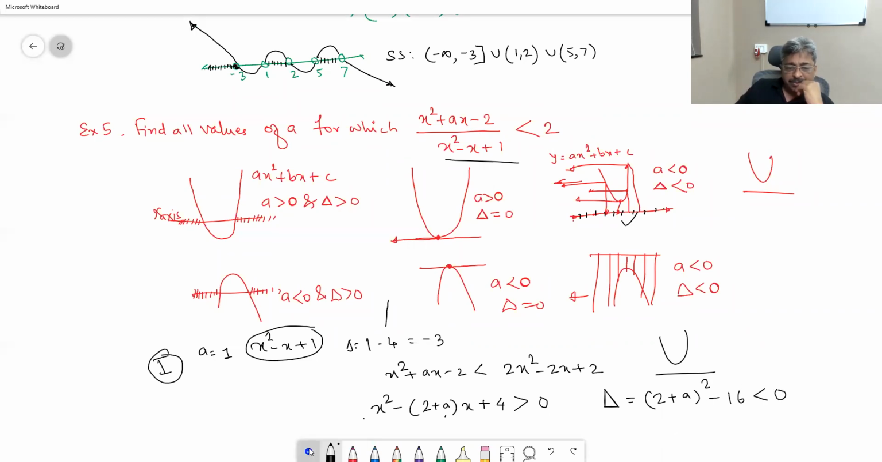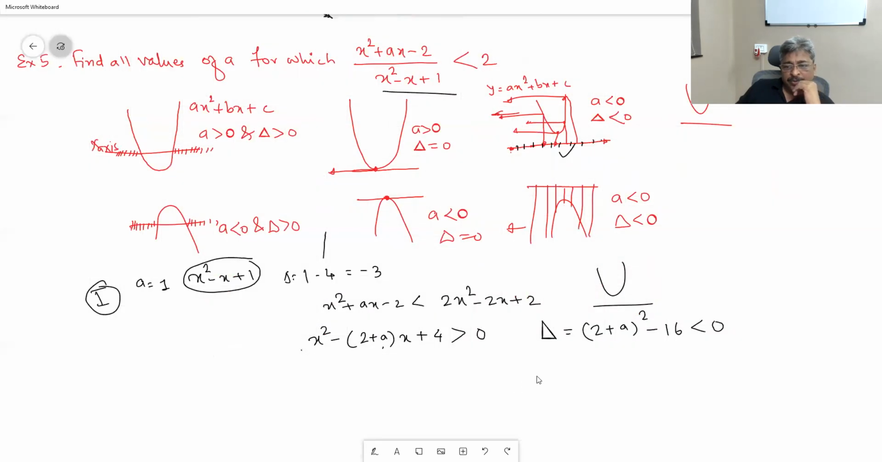So if we expand this, we will get a square plus 4a minus 12 should be less than 0. So what values of a will give you LHS less than 0? So we are solving a quadratic inequality.